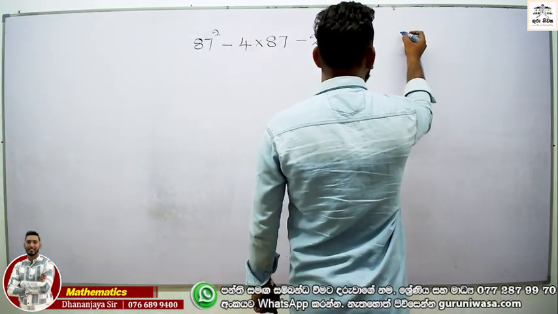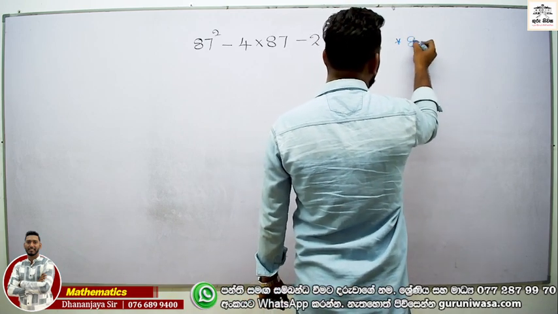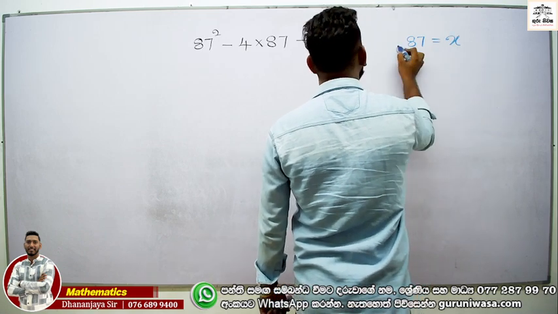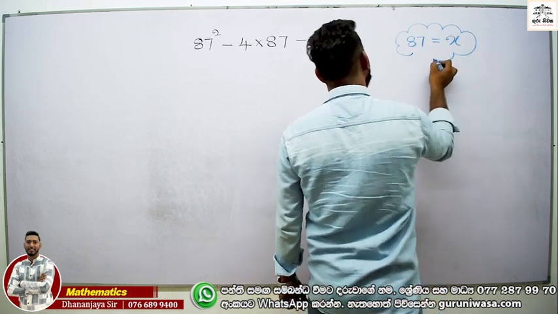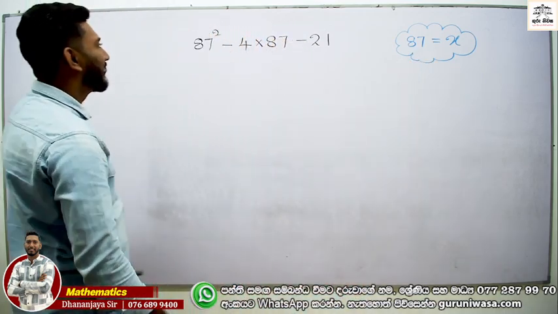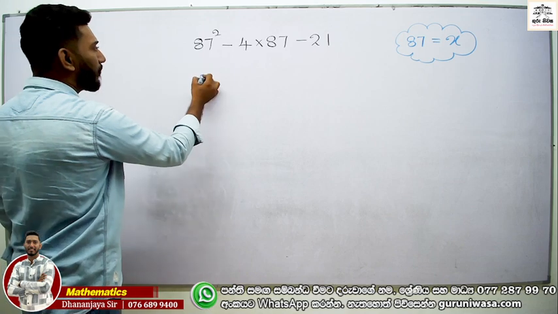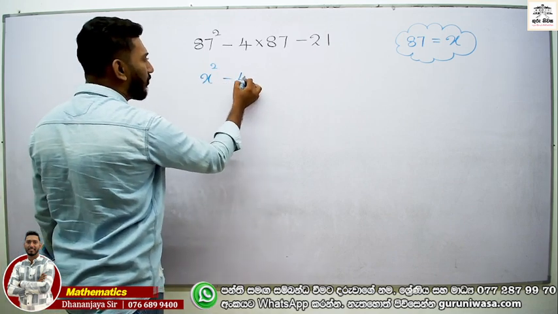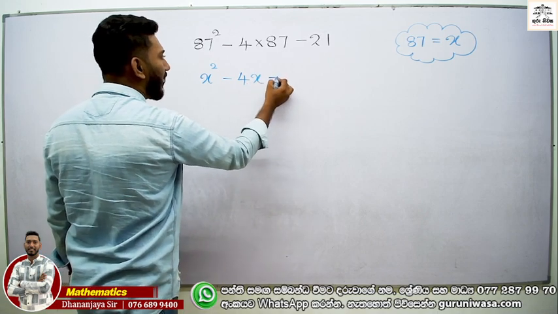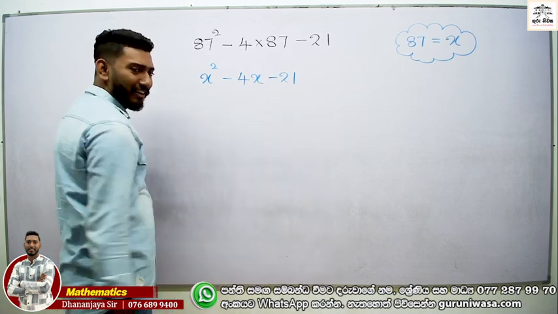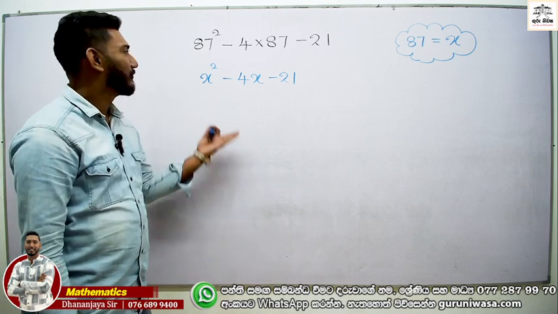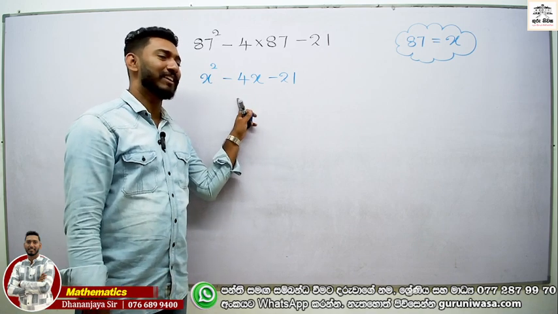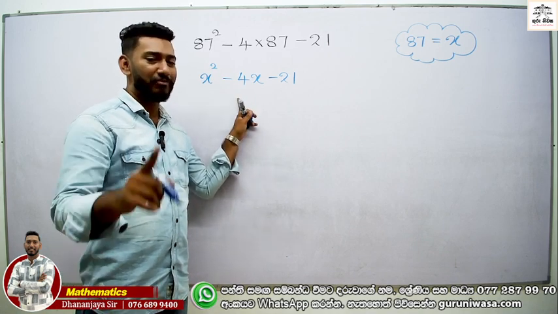Now I'm going to take 87 should be equal to the x. Now 87 as x. X to the power of 2 minus 4 times x minus 21. Now got it? Now you can simplify this one. Right. Now factorize this one.